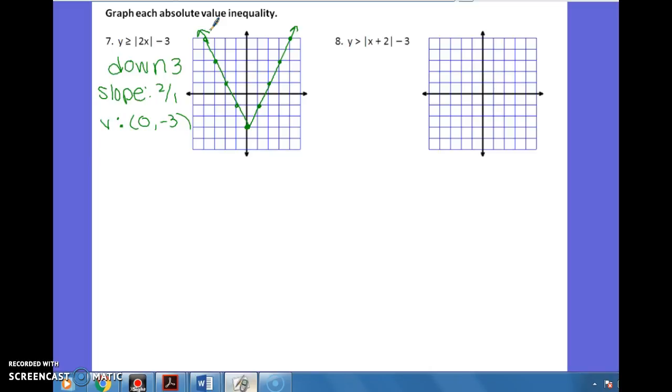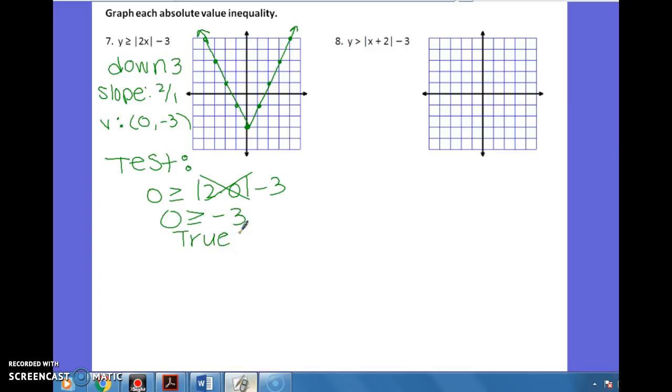Do you shade inside or outside the absolute value? So if you test point it, you test point 0, 0, and those would cancel. So you'd get 0 greater than or equal to -3. That is true, so you would shade inside.